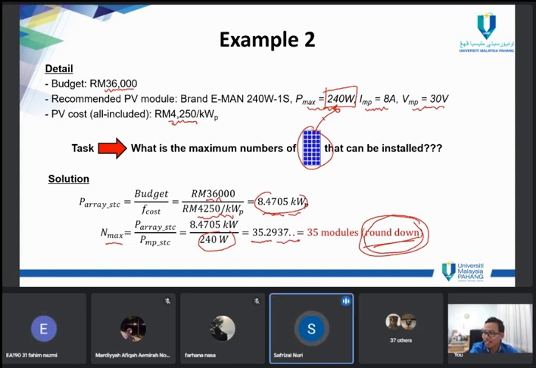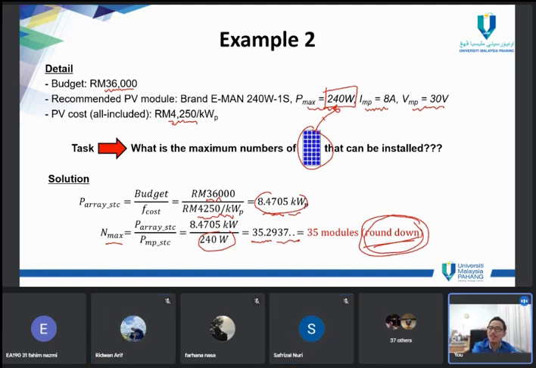Sir. Ya, okay. Nak try boleh tak? Boleh try. Because you are given 36,000. If you round it up, it becomes 36. You can still install that, but the 36 modules, you use your own money. Understand the reason?